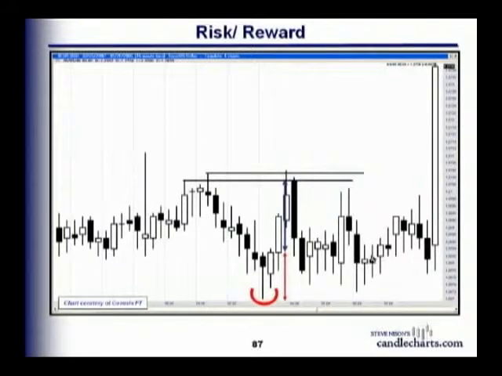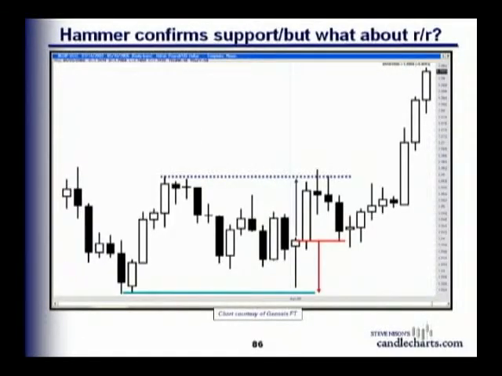Same thing. Question? I probably wouldn't. The question is, where would I enter? Unfortunately, the market didn't pull back to the hammer. Where might I enter, though?